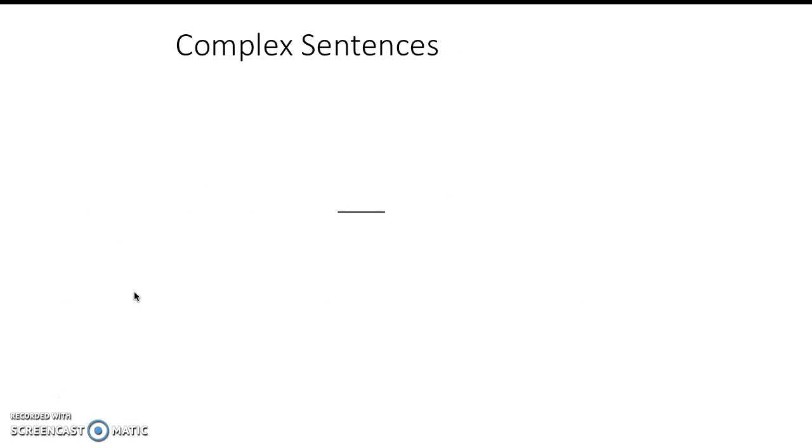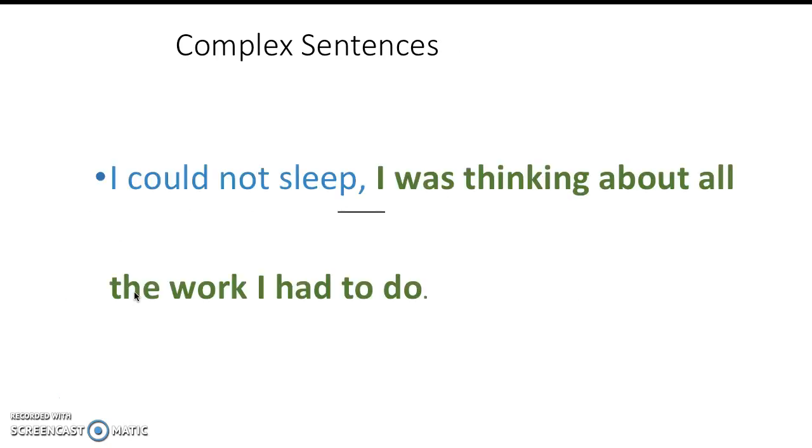A complex sentence is the following. If you write this here: I could not sleep, I was thinking about all the work I had to do. If you put a comma there, PCT, again, comma applies, because you put a comma where you shouldn't have put one. Why, Nick?